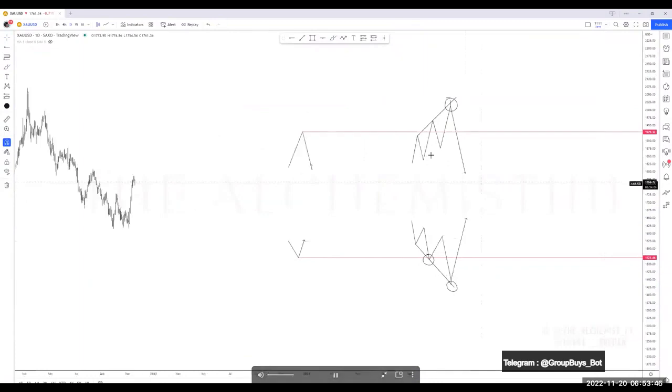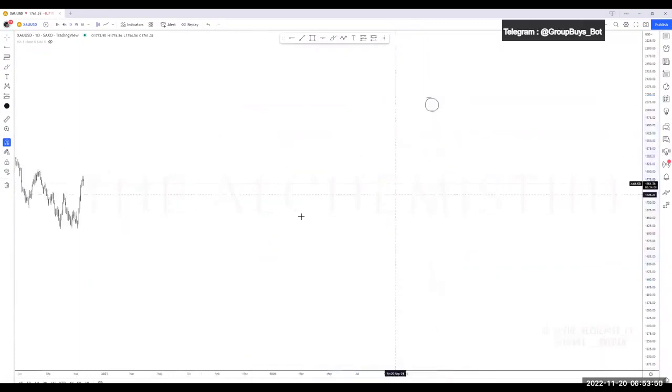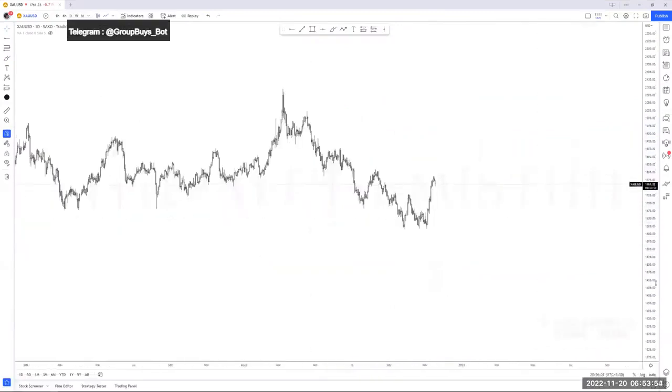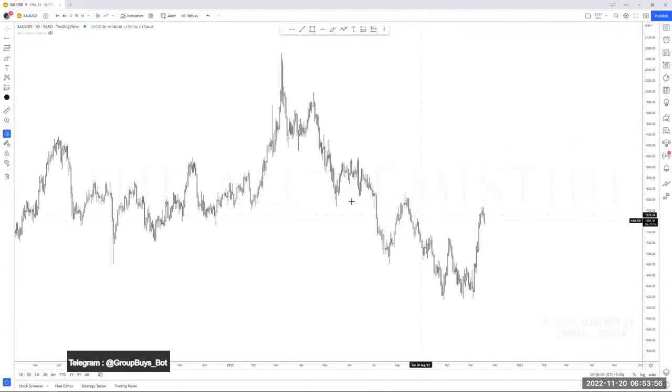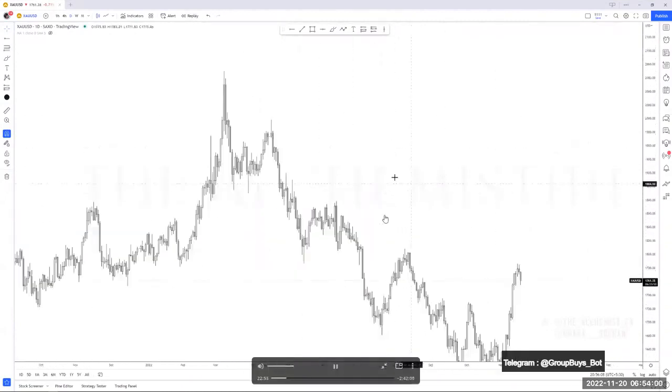Okay, so that's it about the trend lines. Now, let me show you some examples of these trend lines. So first, let's look at these outer trend lines. Here we go.